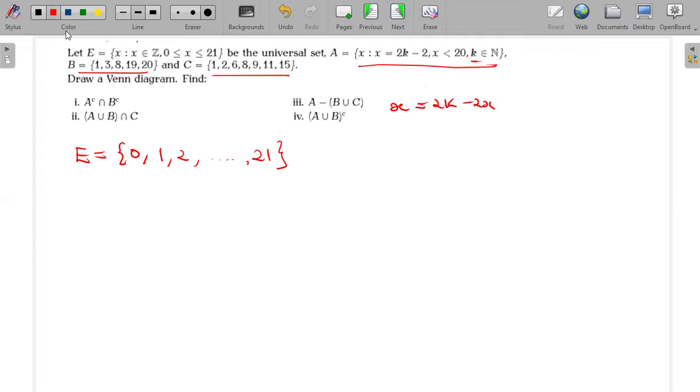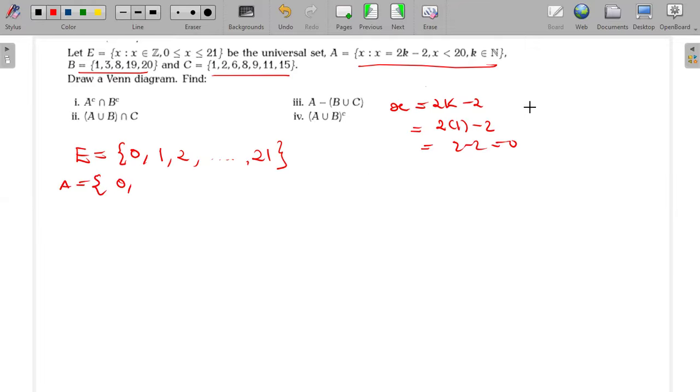So it's 2K minus 2, and for K I start replacing with 1. We need values of X that are less than 20. It's strictly less than 20, meaning 20 cannot be part of our set. If we put 1 there, we get 2 minus 2, which is 0. So our first element in set A is 0.